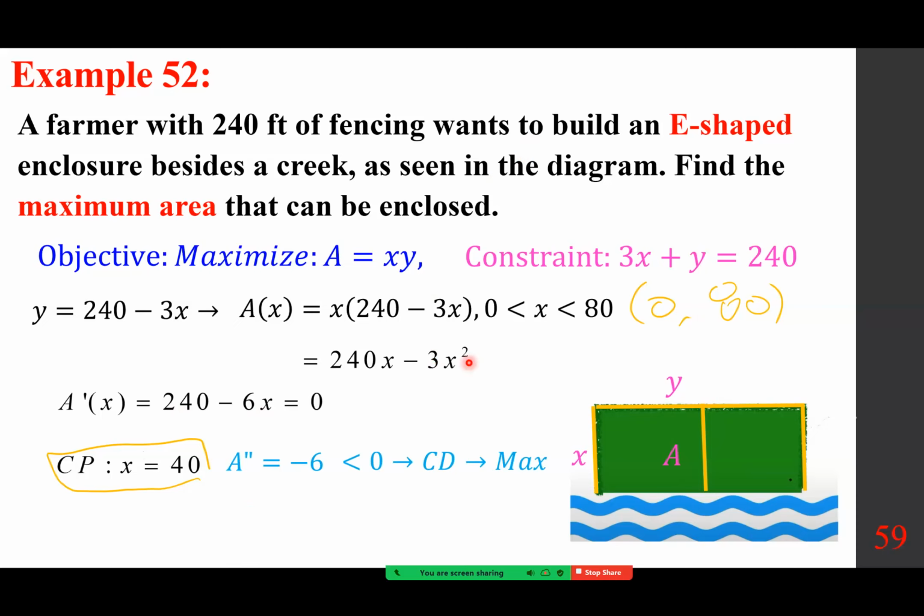Put it into this or into that to find the missing y. Those are the dimensions, everybody. 40 by 120. The area is their product, 4,800 square feet.